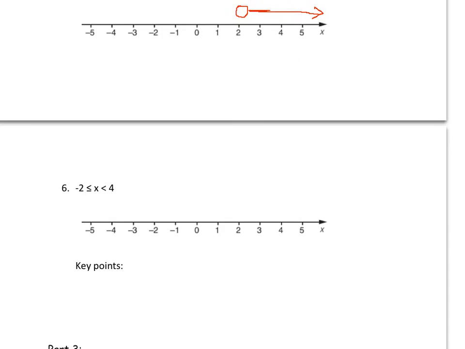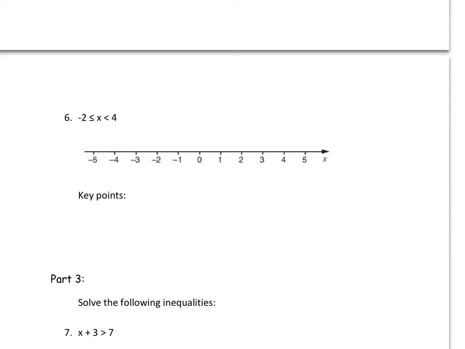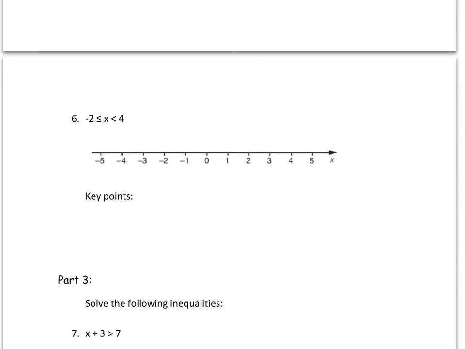So let's have a look at one more. It says x is greater than or equal to minus 2, but less than 4. So x is greater than or equal to minus 2. So because it's equal to this time, I'm going to colour it in. And we're going up to 4. And all we do is draw a straight line in between the two. Now the key points here are to remember that if it's open, it's not equal. If it's coloured in, it's equal.